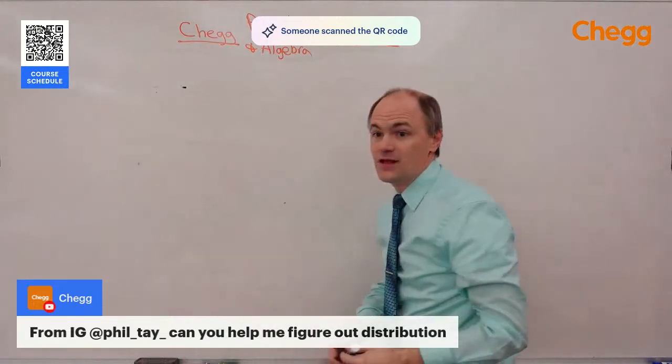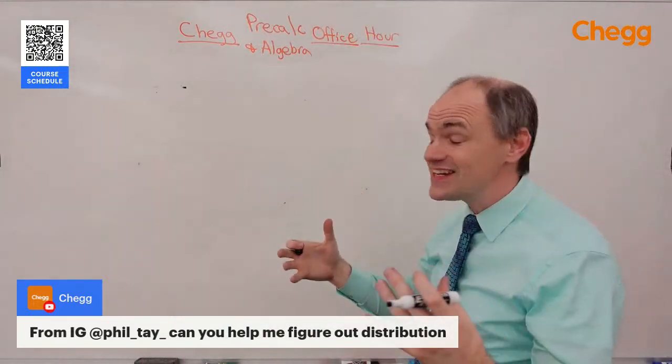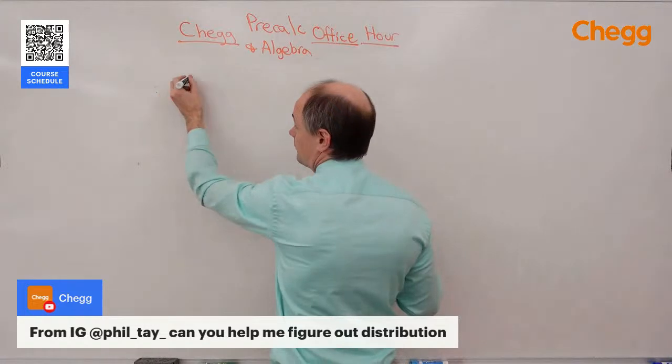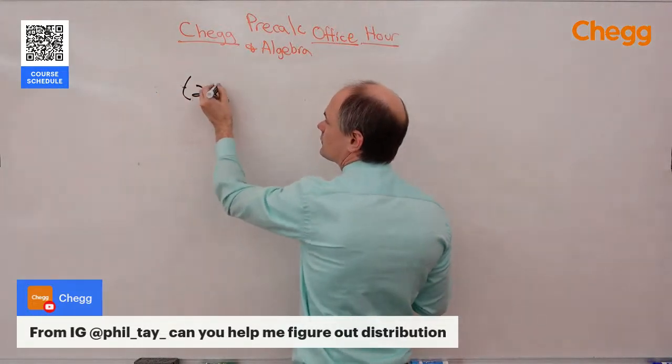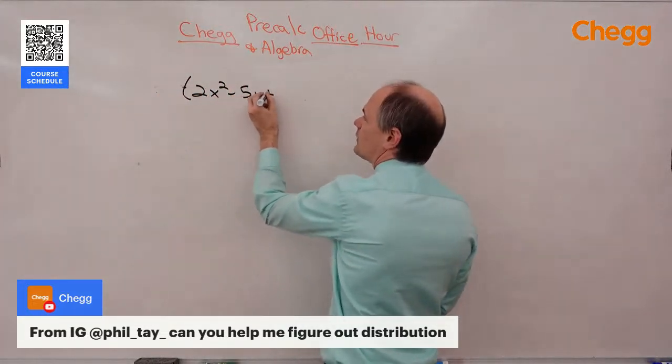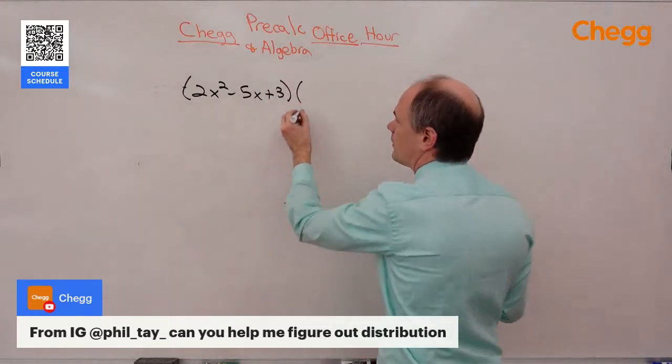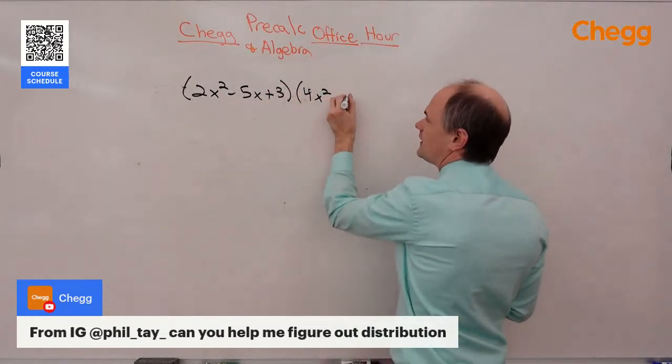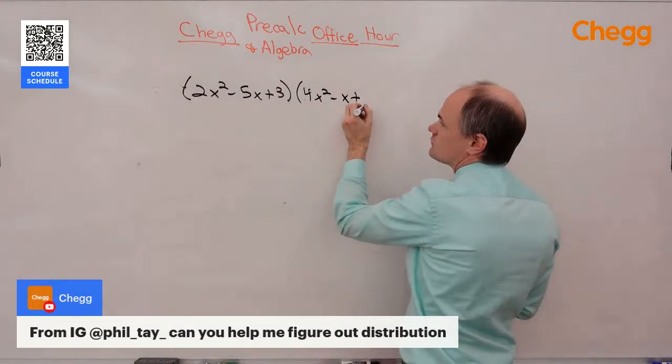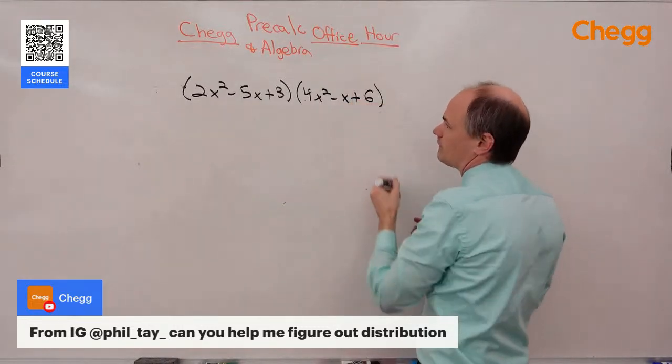But this can be really extended on to more complicated problems. Like if I have 2x squared minus 5x plus 3, and I want to multiply it by 4x squared minus x plus 6.